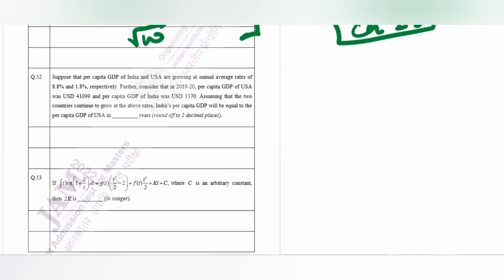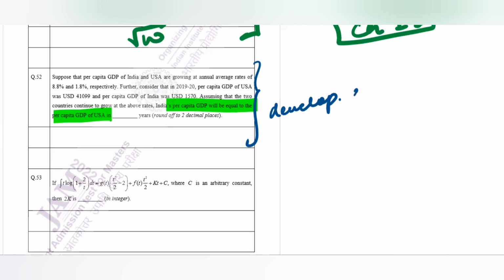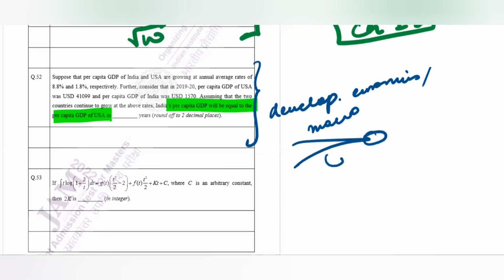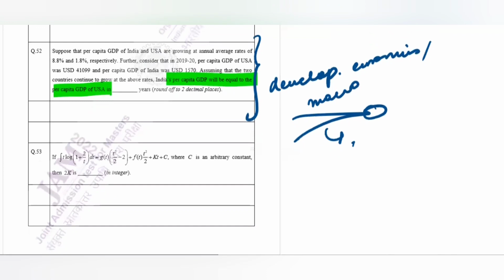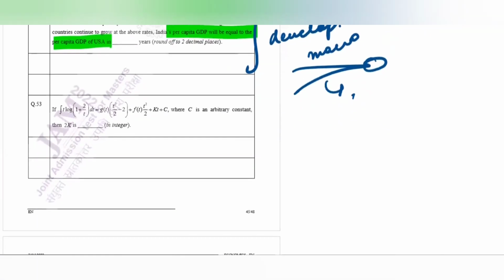Okay, so now this says that you have your per capita GDP given, and it is saying, assuming that the two countries continue to grow, India's per capita GDP will be equal to per capita GDP of the US in how many years? This is using your development economics concept, or you can say macro, where we are asking when will the GDP of the two economies converge. And remember, we had a very simple formula for this, so you can just use that. In this case, of course, this is simply a maths question.